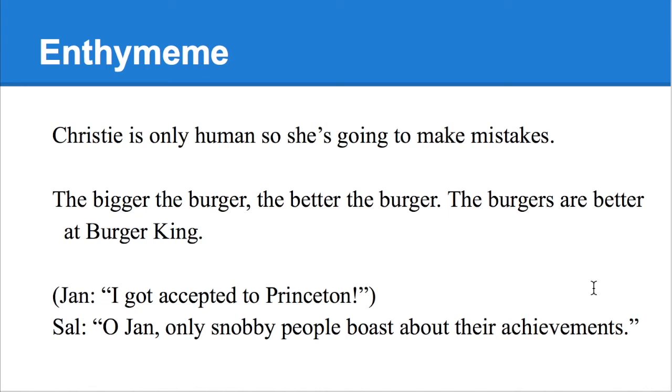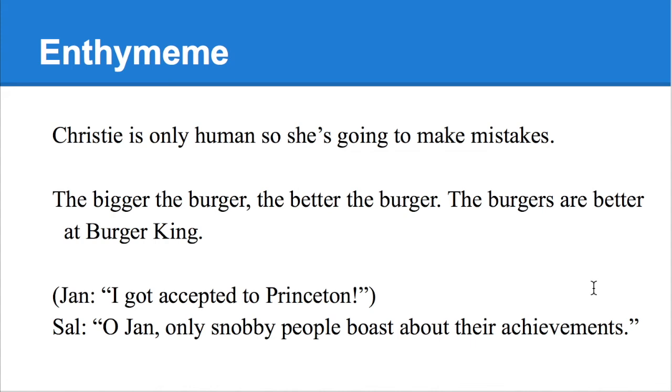What he's actually doing is interpreting what Jan just said, I got accepted to Princeton, as a boast, right? So that's where we could probably argue back with Sal and say, well, don't be so ungracious to Jan. She's not being a snob. She's not really boasting. She's just reporting or something, right? That's an interpretive statement.